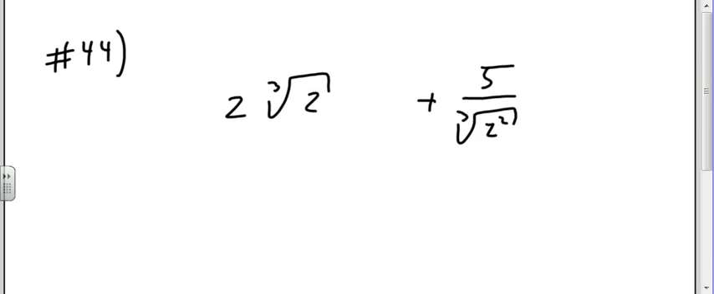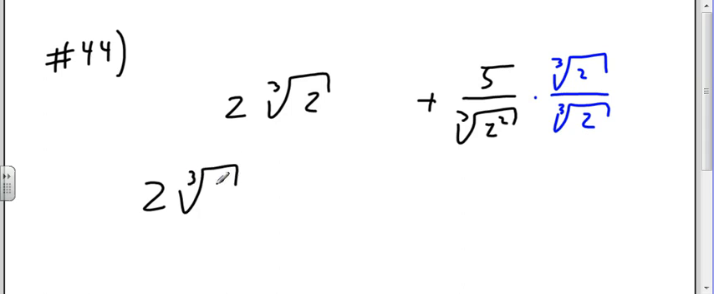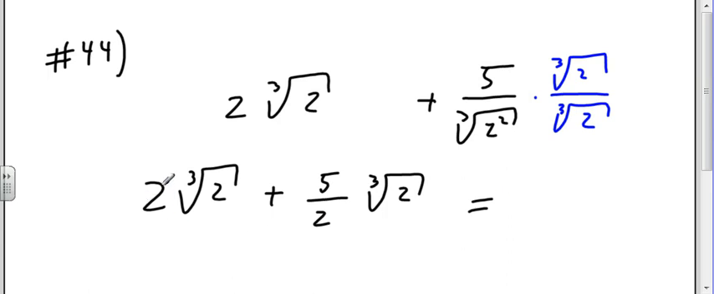So I'm going to rationalize my denominator first. Cube root of 2 divided by the cube root of 2. And I'm going to end up with 2 cube root of 2 over 2, plus 5 over 2 cube root of 2. And then I'm going to say that this is 4 halves plus 5 halves. That gives me 9 halves the cube root of 2. All right, so that worked out pretty good. And then we'll go to 45.